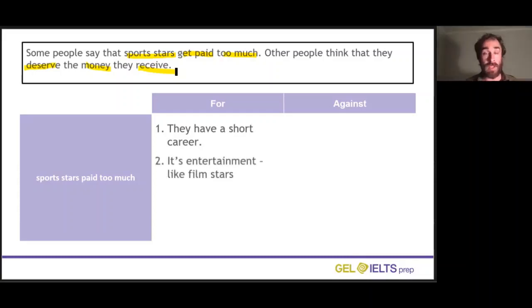It's entertainment. Movie stars and singers often get high salaries. It should be the same for sports stars. I think they work hard and they train incredibly hard, so they deserve to be paid well for this type of work. It's very physically demanding. So those points I can put together for my argument in favor of one side.